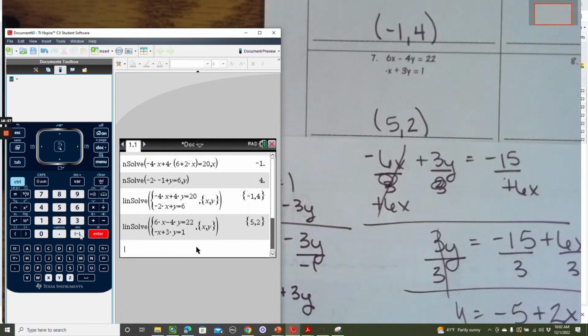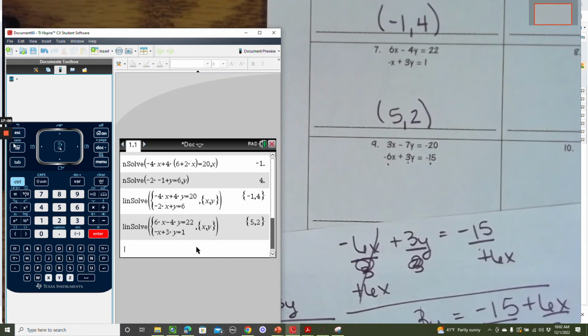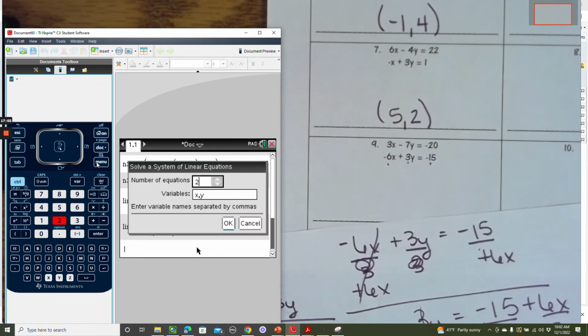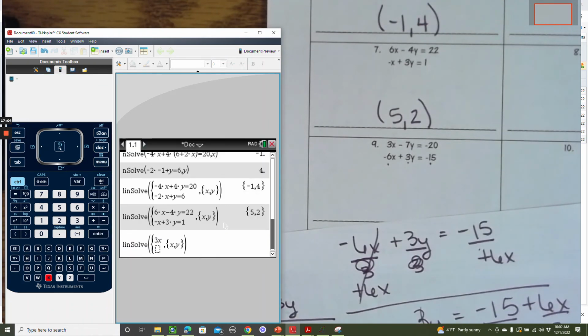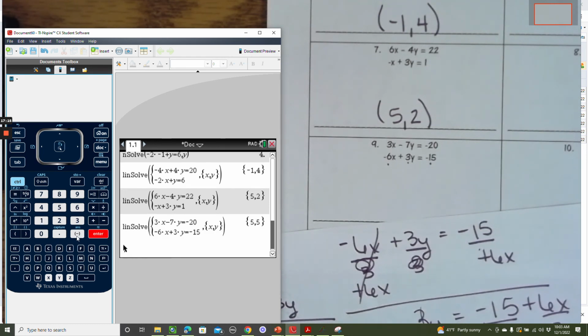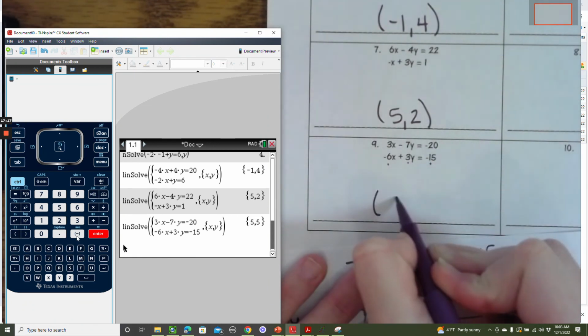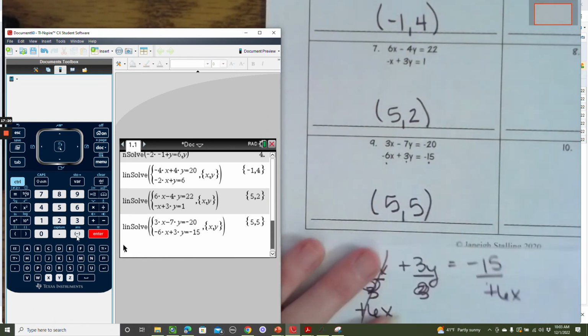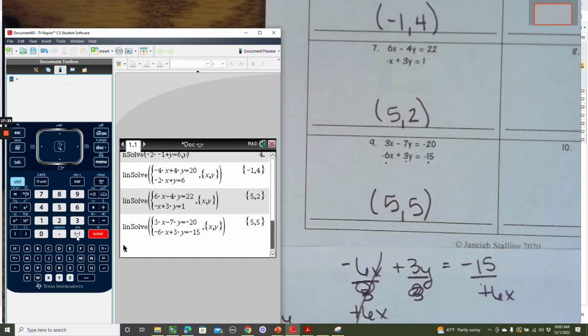But again, just for time, I'm going to use the LinSolve. So menu 3, 2. 3x minus 7y equals negative 20. Negative 6x plus 3y equals negative 15. And we've got 5, 5. I am okay with you using the LinSolve to solve these. Okay? There is one that is no solution. Okay? Everything else is an ordered pair, and they're all nice and pretty.